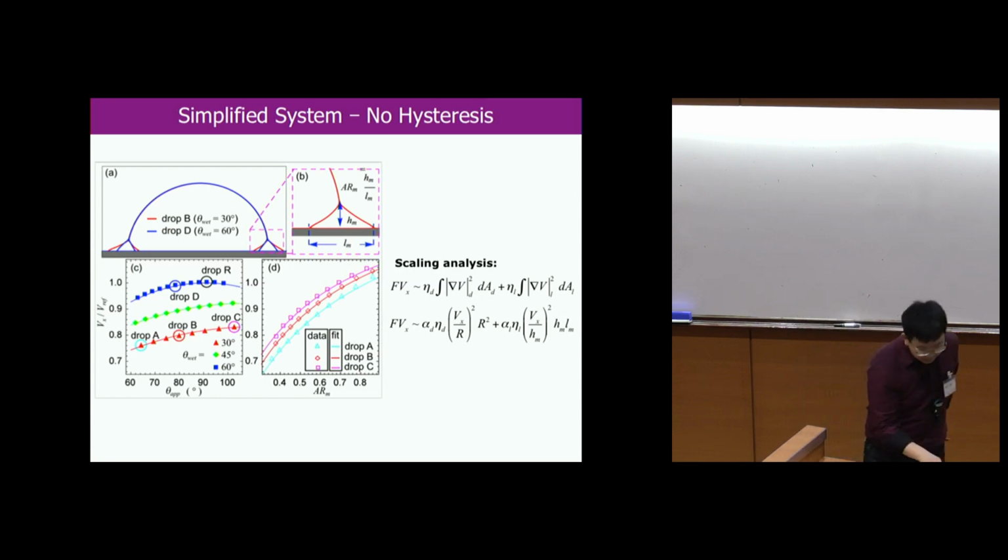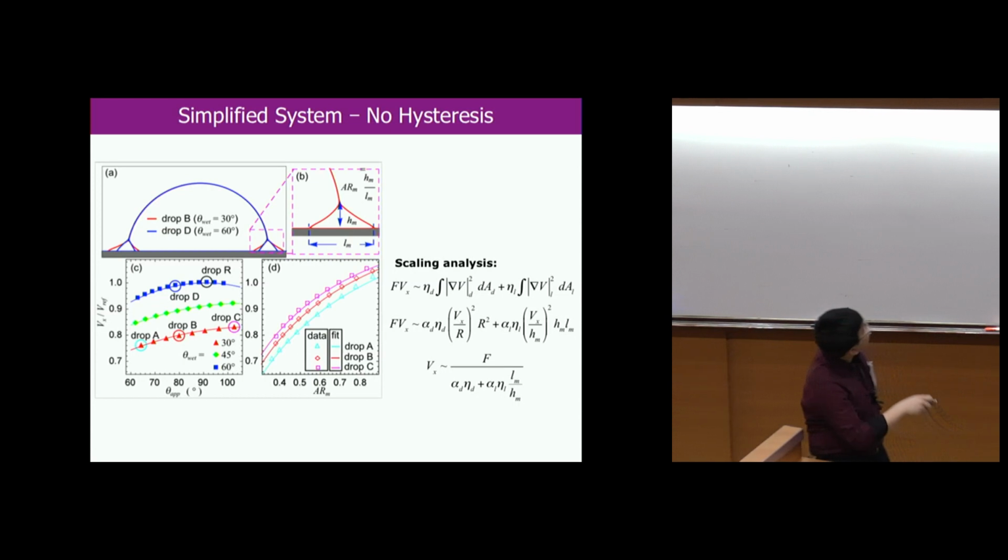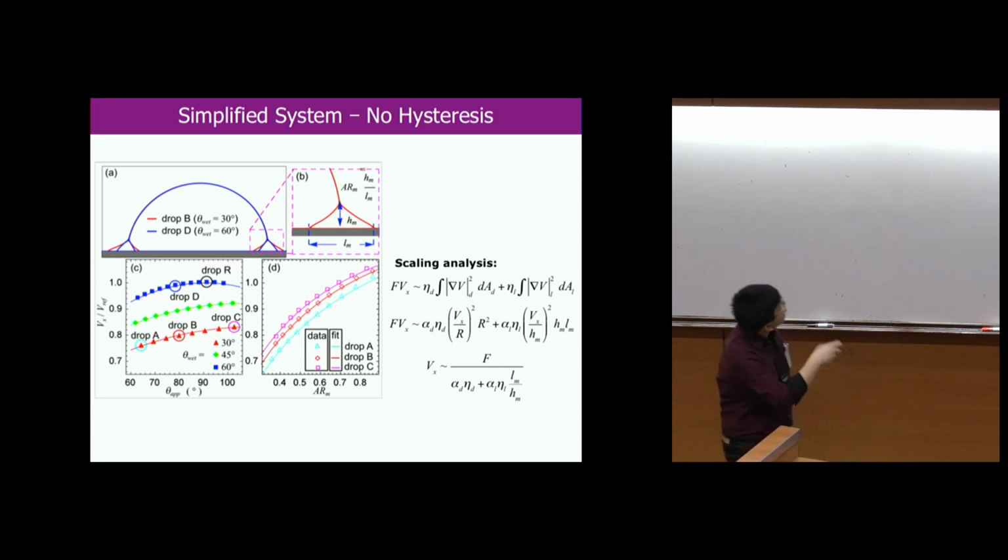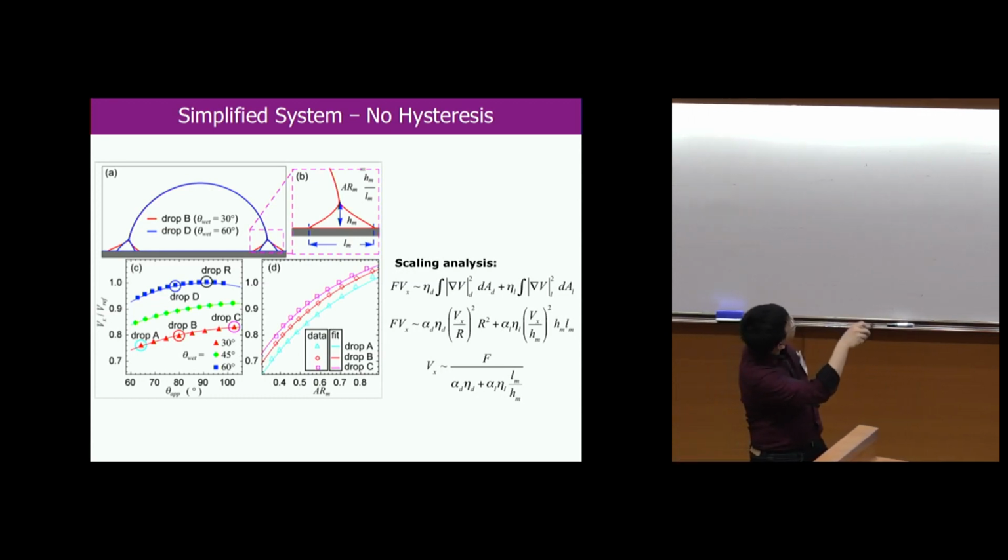Okay. Now, if you just manipulate the equation a little bit, you notice that the velocity depends on the force and also on the aspect ratio of the meniscus here. And indeed, if we compare our simulation data and the simple theory, they actually fit quite nicely. So this is plotting velocity as a function of this aspect ratio, which is just this thing here.